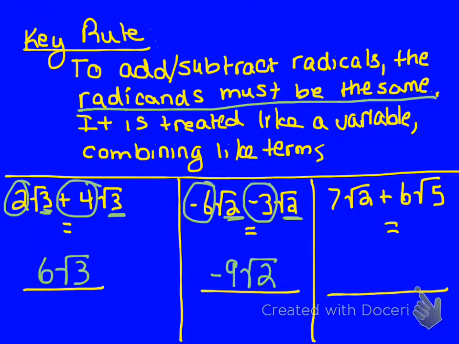And then over here we have 7 square root 2 plus 6 square root 5. On this one, the radicands are not the same. These two terms cannot in any way, shape, or form be combined. So this is not anything that can be simplified, so your answer is simply 7 square root 2 plus 6 square root 5. It's already simplified. It cannot be simplified any further. So you should notice that these have the same rules for combining like terms that you had with variables. You add and subtract the coefficients of like terms.